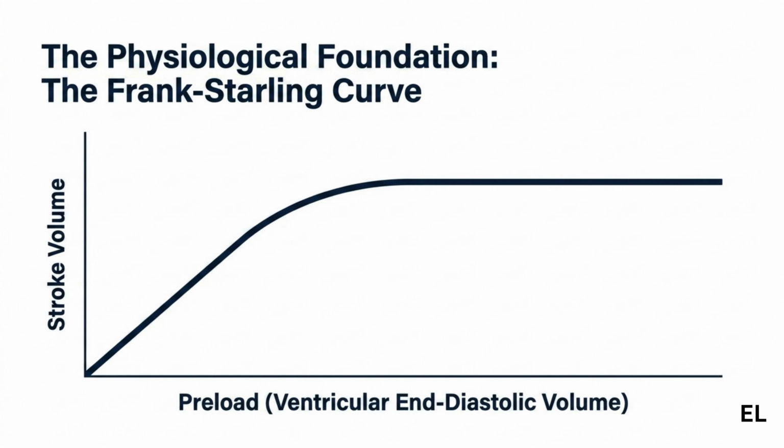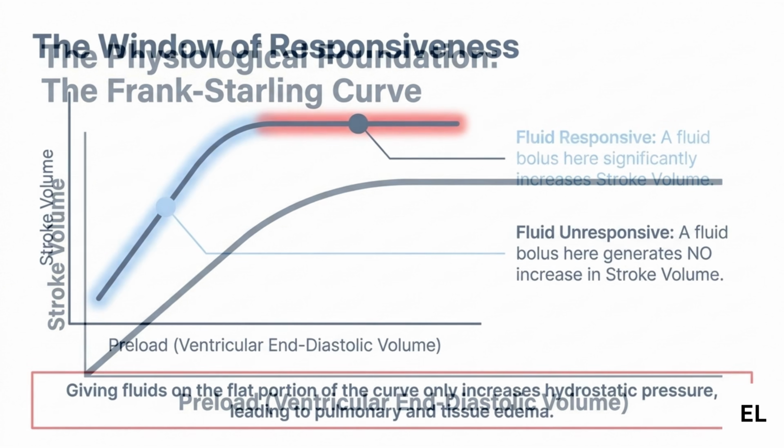However, this effect is not limitless. Beyond a certain point, the curve begins to plateau, indicating that further increases in preload produce little or no additional improvement in stroke volume. Understanding this relationship is fundamental because it explains why some patients benefit from fluid administration while others do not. The patient's position on the Frank-Starling curve ultimately determines their response to fluid therapy.